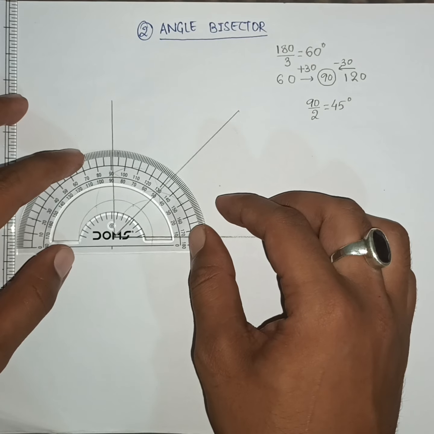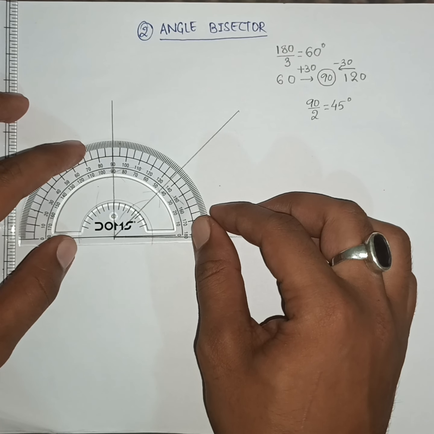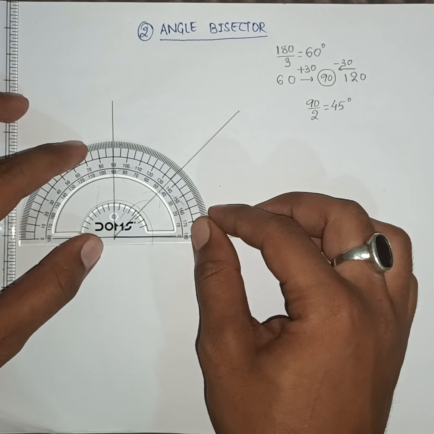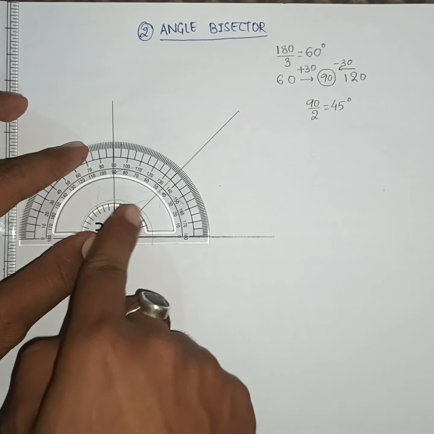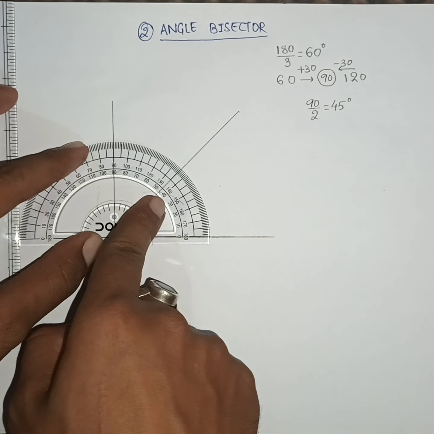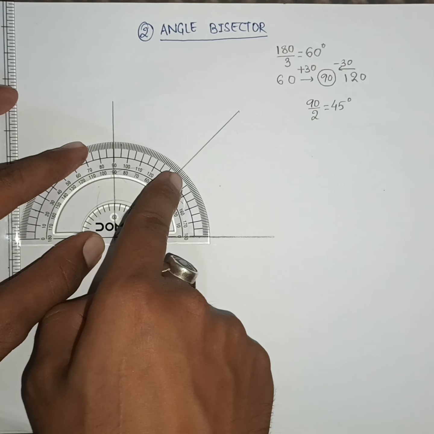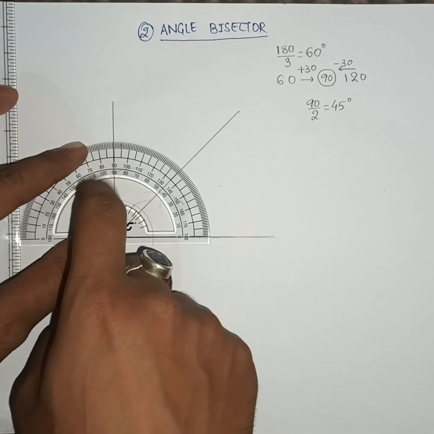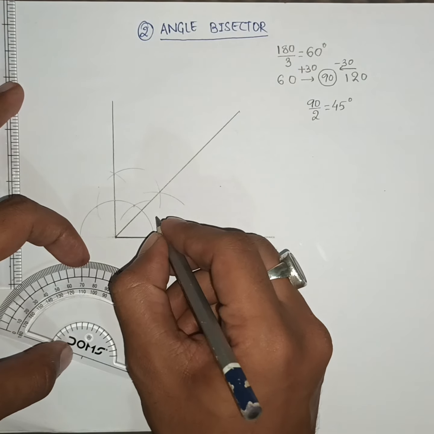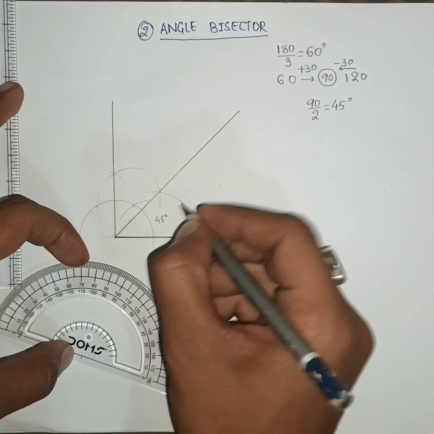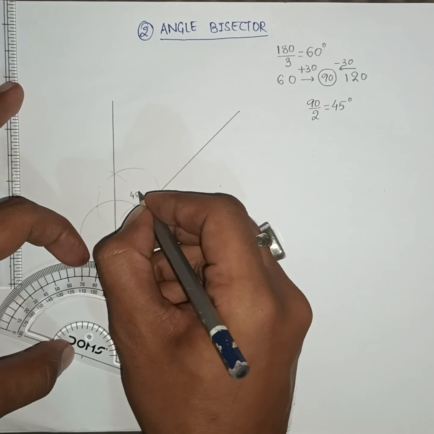Now let's first confirm it. Now here we are getting, this is a 45 degree. You can clearly see it. This is 40 degrees, this is 50, and between 40 and 50 there is obviously a 45 degree angle, and this is 90 degrees. So therefore we get two equal angles, that is 45 degrees each.